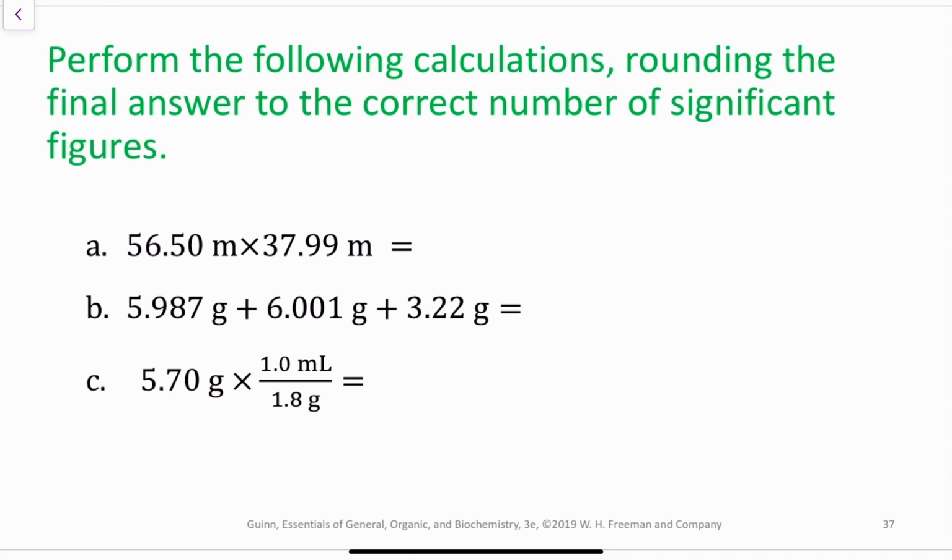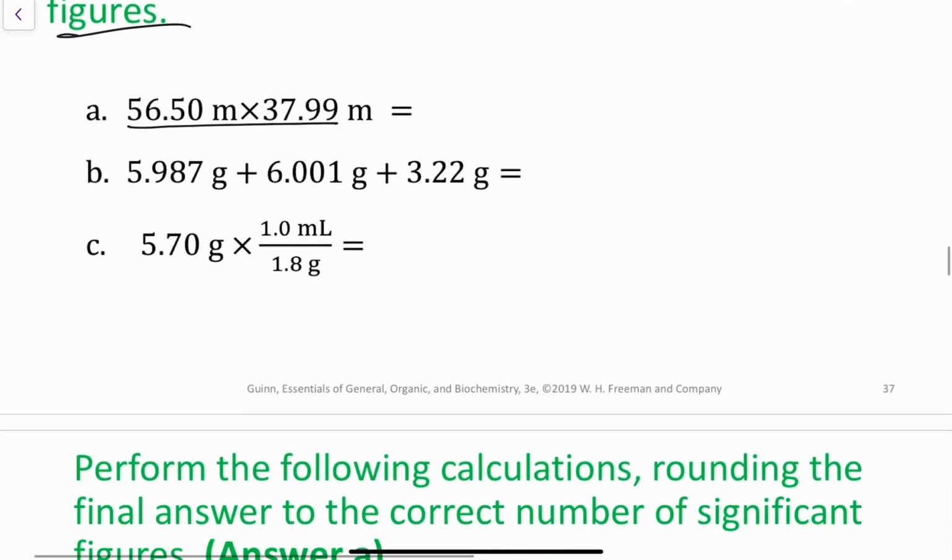So let's try the first rule. Perform the following calculation, rounding the final answer to the correct number of significant numbers. So we have three problems, so let's do it one by one. The first one is 56.50 meter times 37.99 meter. So let's try to do the first one.